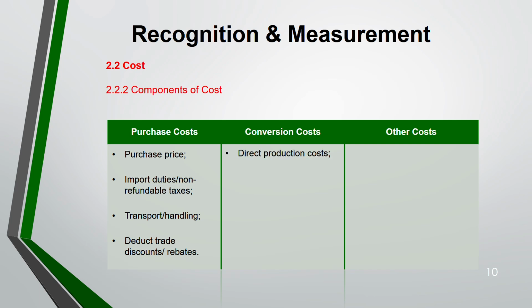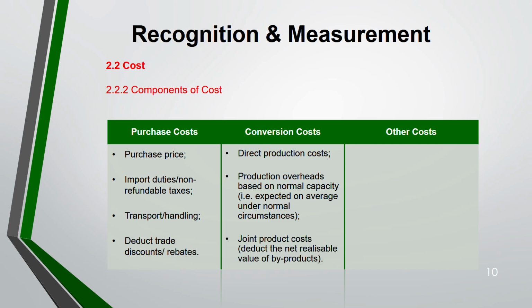Next, for conversion: direct production cost, then production overheads that are based on normal capacity, expected on average under normal circumstances. Joint product cost, deduct the net realizable value of by-product. If there are any by-products that come, deduct the net realizable value of that.